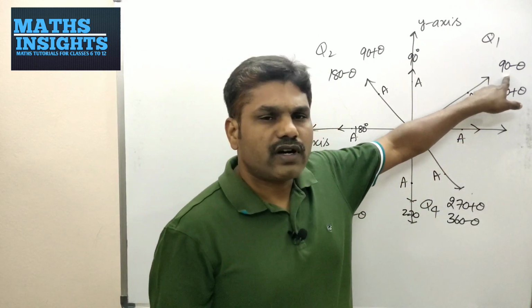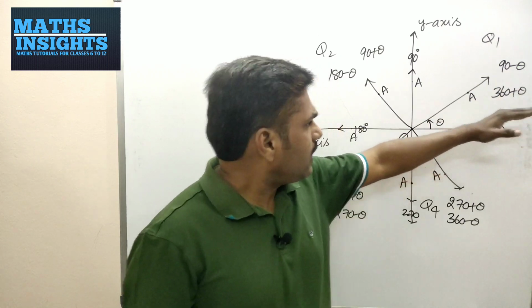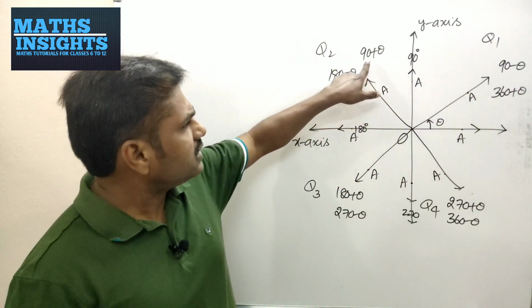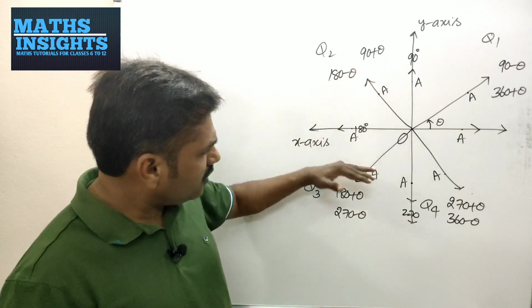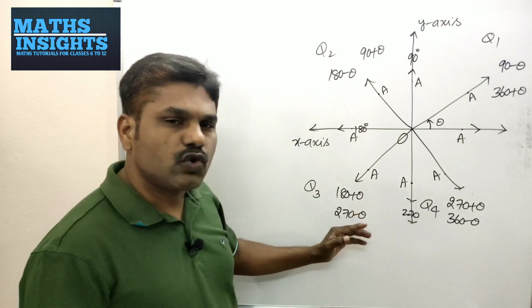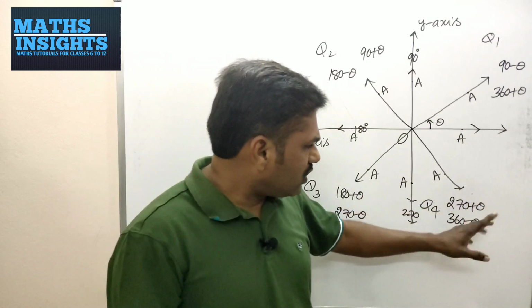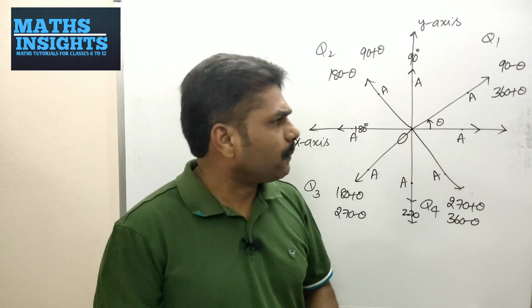So in the first quadrant, you will have 90 minus theta, 360 plus theta. And in the second quadrant, 90 plus theta, 180 minus theta. If you come to the third quadrant, the angles are 180 plus theta, 270 minus theta. Fourth quadrant, 270 plus theta and 360 minus theta.